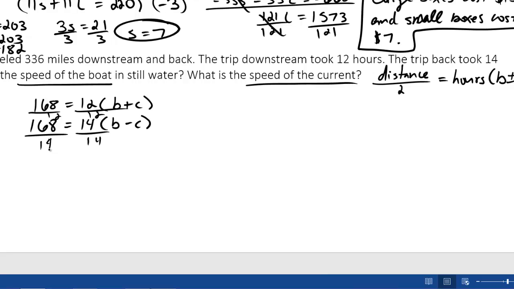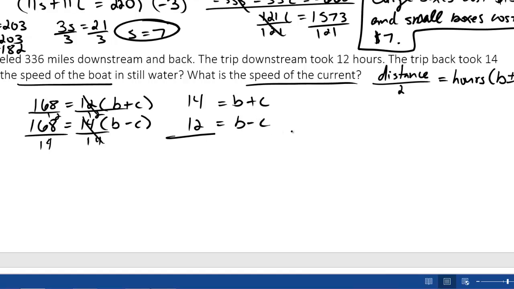So 168 divided by 12 is going to be 14 equals B plus C. And then 168 divided by 14 is 12 equals B minus C. See how easy that turned out? In other questions you might get decimals, so you may need to distribute and then use elimination. But for this one, it worked out perfectly. So let's go ahead and use elimination. Our C's will cancel immediately, so let's just add down.